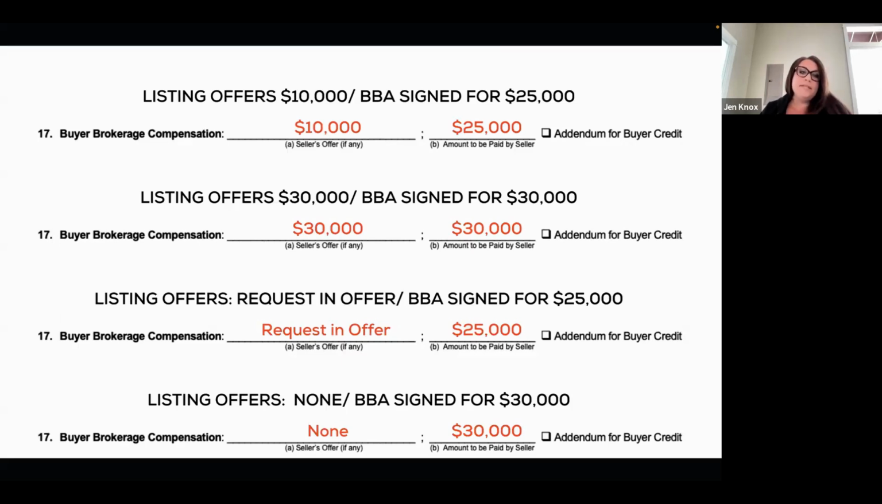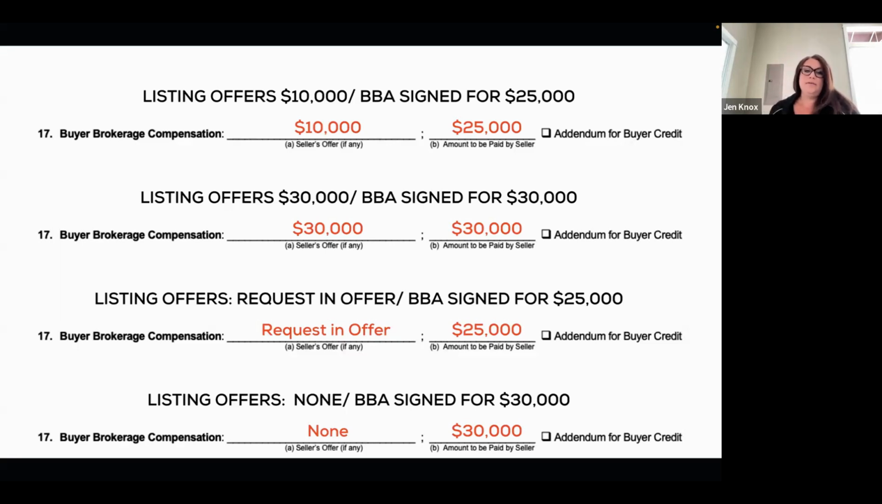Next example, the listing offers 30,000. You have a buyer agreement signed for 30,000. In this situation, you're going to be asking the seller to cover the compensation because they've offered to in the listing. So their offer in the listing is $30,000. And you are asking them to pay you the $30,000 that they have offered to pay a buyer broker.